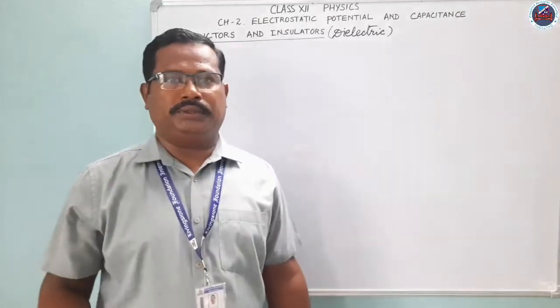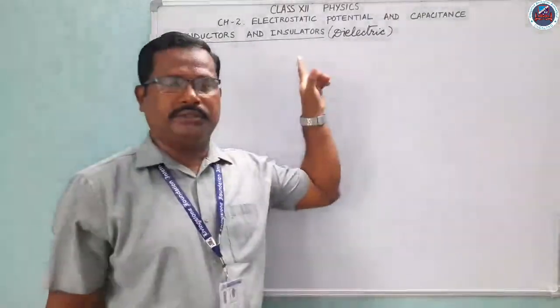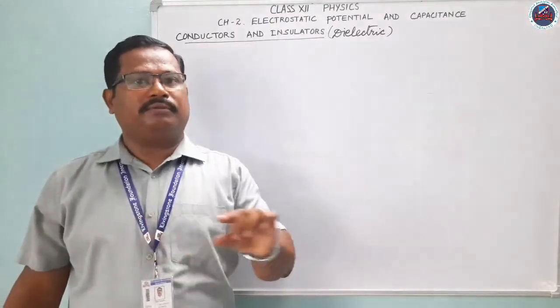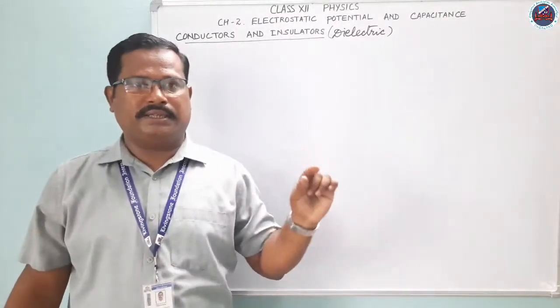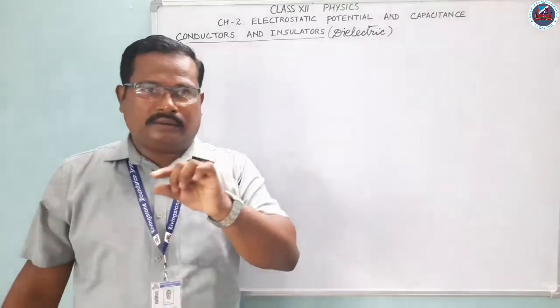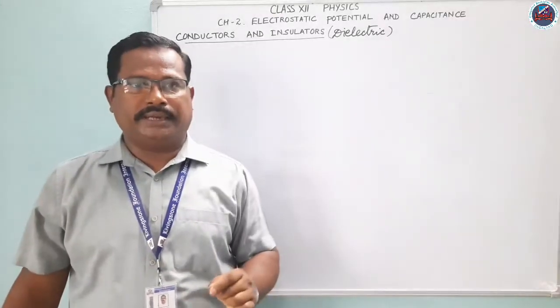Hello everyone. Today we are going to learn about conductors and insulators. Conductors are those materials through which current can flow easily, like we have studied in lower classes. Now they can conduct electric current because they have free electrons with them.